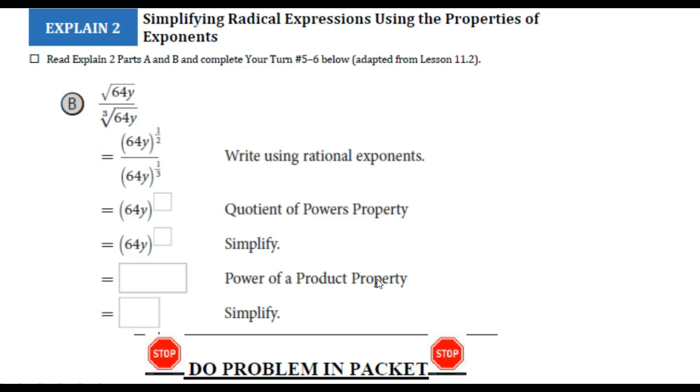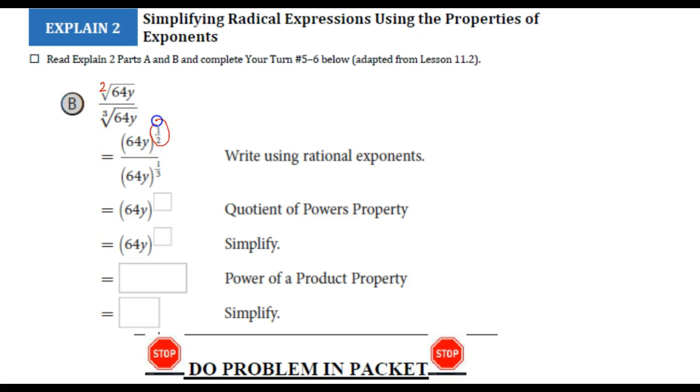Moving right along to letter B. Here you see that they give us a problem. They want us again to simplify using rational or fractional exponents. So what they did here was they wrote it using rational exponents. Remember, if there's not a number outside the radical, it is a square root, so there's a 2 there. So they wrote this as 64y to the 1/2 power, and they wrote that 64y here to the 1/3 power.